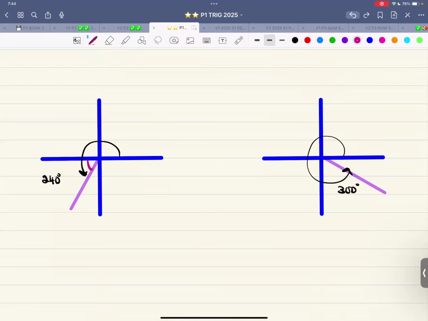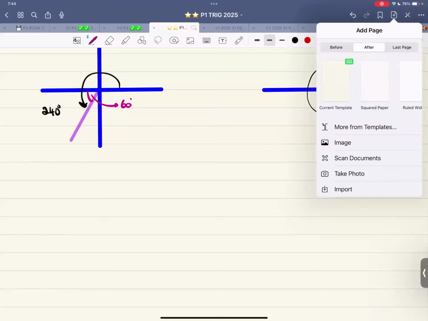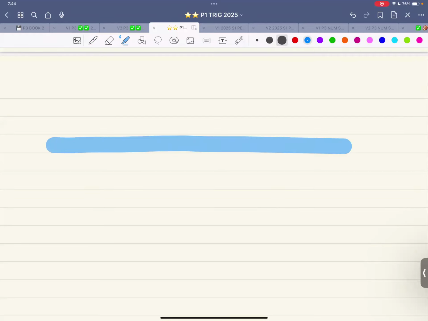It looks weird writing over here. That is 60. And this thing is 60. The basic angle is the same. That means if I draw another thing over here, just like I did for 60 degrees, let me write over here. That is 60 and 180 minus 60, 120. 180 plus 60, 240. 360 minus 60, 300.